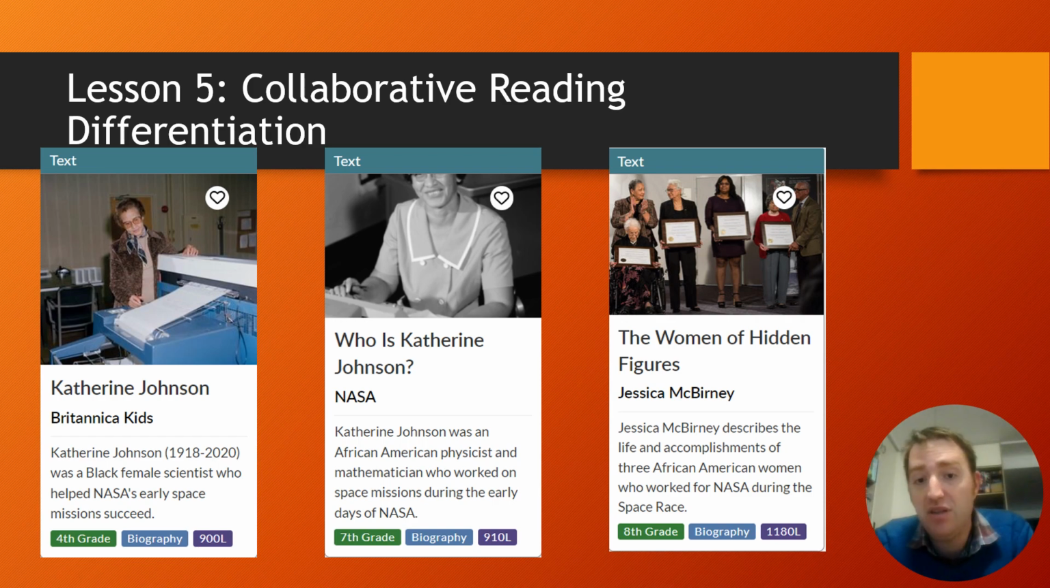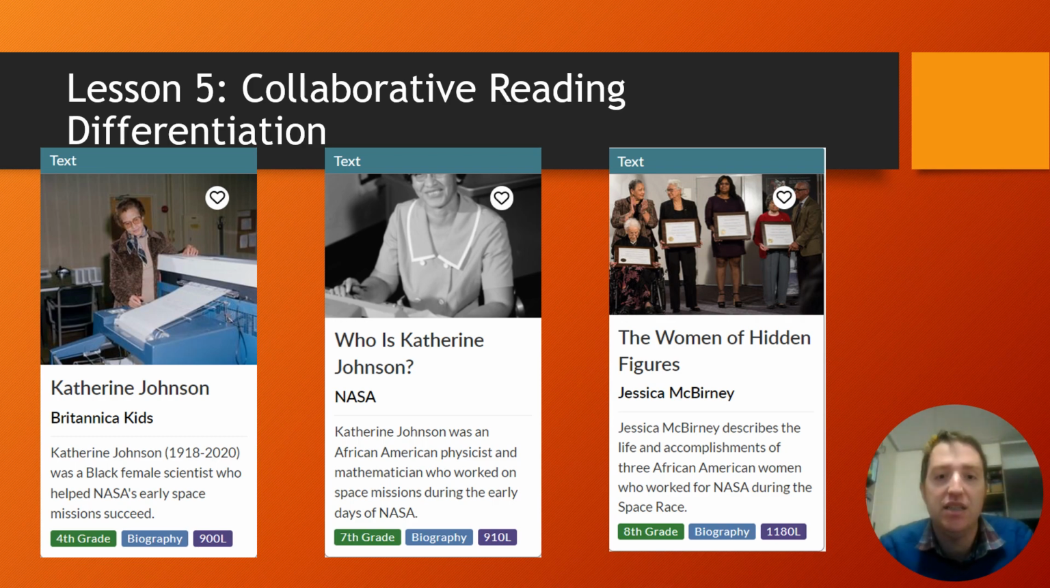And these are all biographies. I just searched the biography section because we're doing famous people. And what I did was I found 3 texts about the same topic, Katherine Johnson, because collaborative reading is an exercise where you give a group of heterogeneous leveled students, so students who have different levels of achievement, different levels of complex text about the same topic.